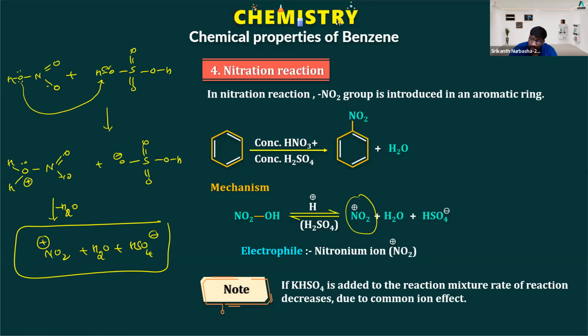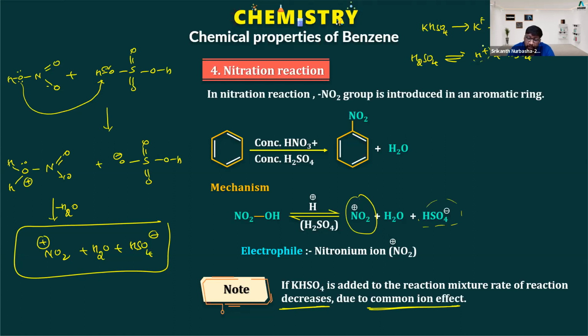If KHSO4 is added to the reaction mixture, the rate of the reaction decreases. Why? Because if I add KHSO4, the HSO4 minus ion will be a common ion. If HSO4 minus is a common ion, this dissociation will be decreased due to the common ion effect. Because KHSO4 is a strong electrolyte which produces K plus ion and HSO4 minus ion. Although we say H2SO4 is a strong acid, there exists an equilibrium: H2SO4 gives H plus and HSO4 minus ion. So the dissociation of the weak electrolyte is going to be decreased because of the presence of the common ion.